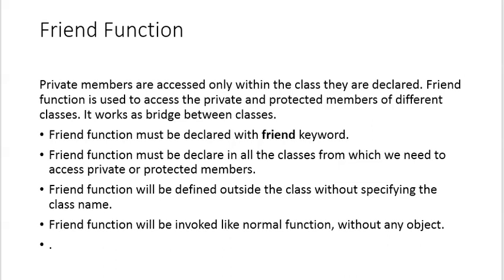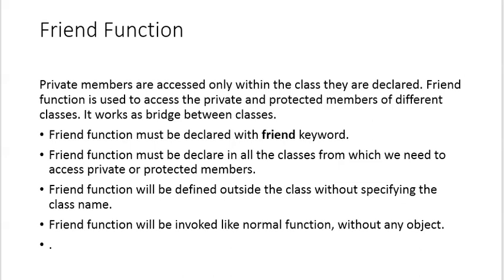So for this purpose we use a friend function. With the help of the friend function we can access the private and protected members of different classes. It works as a bridge between classes, so we can call it a bridge between classes. A friend function must be declared with the friend keyword. If you are writing a friend function, you will use the friend keyword, and in the code it will be highlighted as it is already defined in the program.